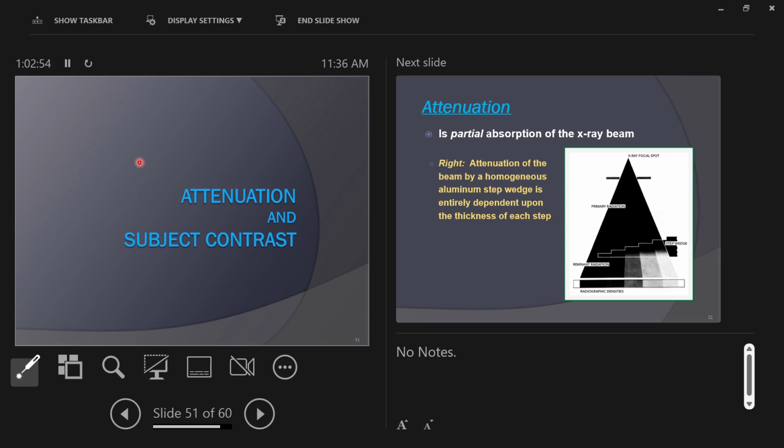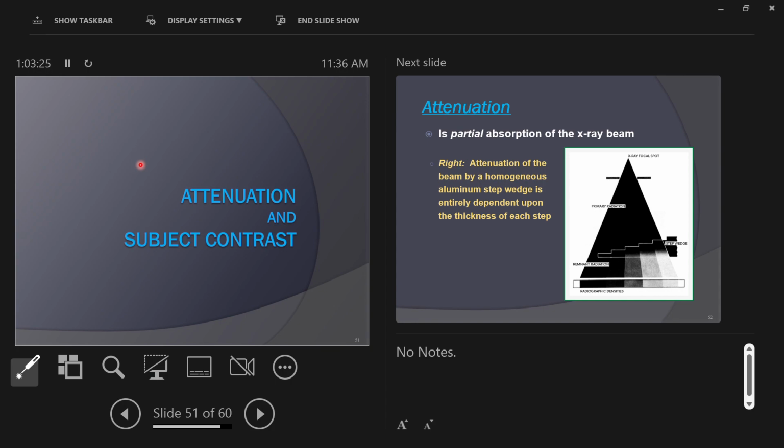All right, so you have learned the interactions that happen. There's three. You've learned sort of what they do. Photoelectric gives us our subject contrast, our grayscale. Compton and coherent scatter give us noise or scatter. Hey, so of the two, Compton scatter and coherent scatter, which of the two accounts for most scattered radiation? Compton. 97% comes from Compton scatter. Good. You guys are doing really good at this.